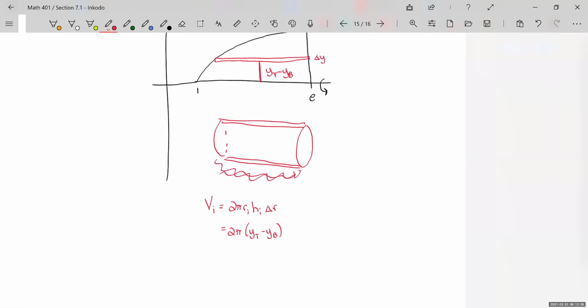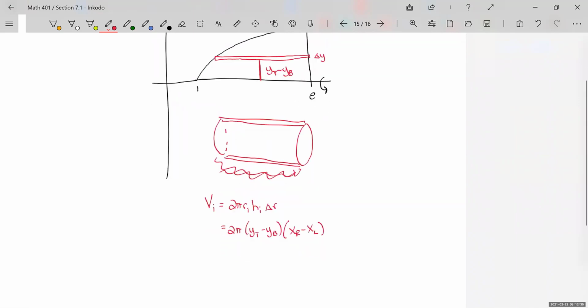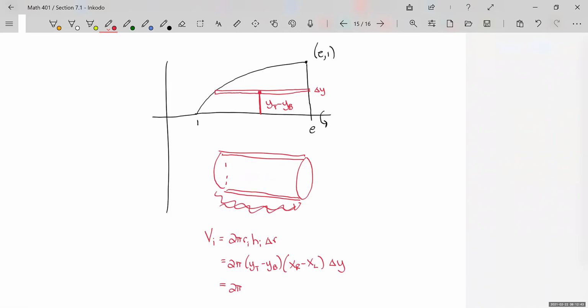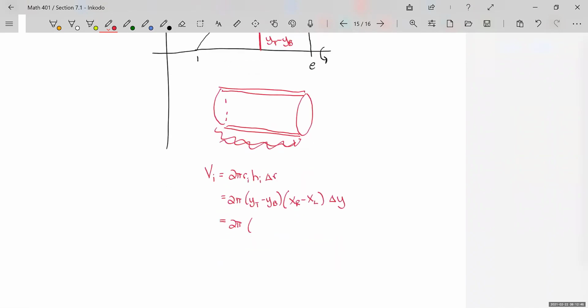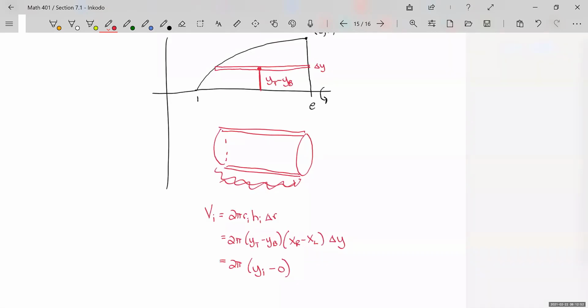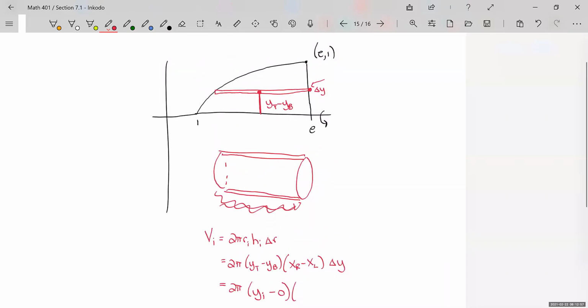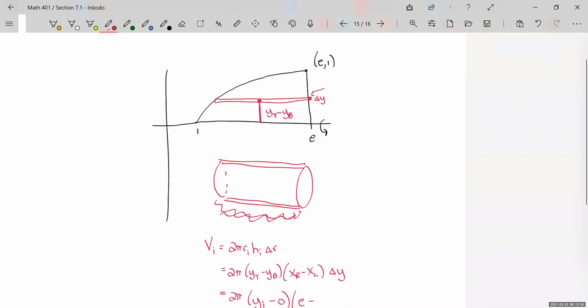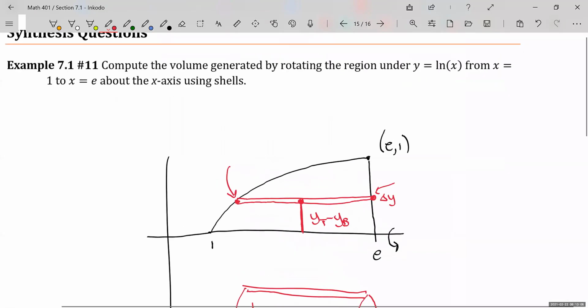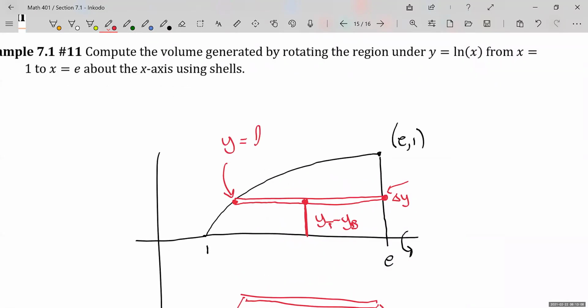That's x right minus x left. And then you have a thickness, and we already labeled that delta y. So I'm going to say delta y there. 2 pi. Y top, well, this y top is just y, whatever that y value is. So I'm going to call that y sub i. Y bottom is 0. That's to the axis of rotation. And then x right, the right edge of this slice, is e. The left edge of this slice is defined by the curve. And the curve is y equals the natural log of x.